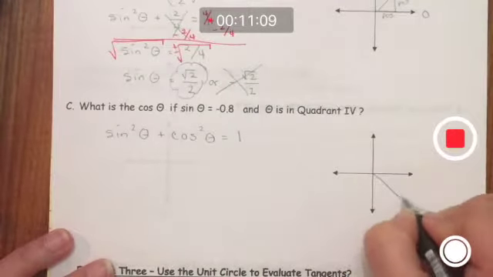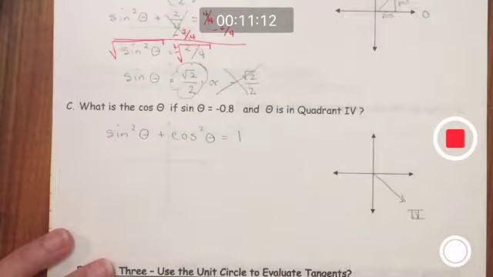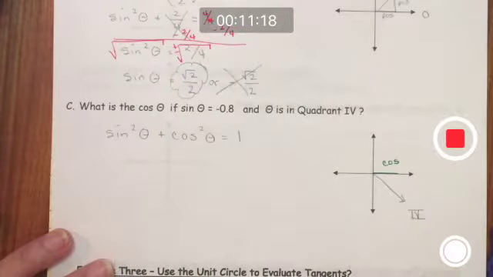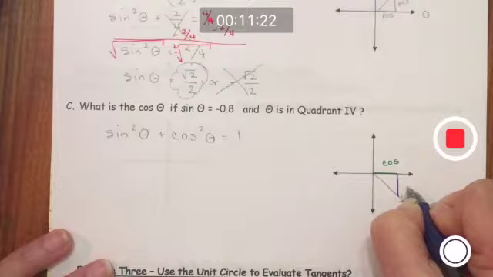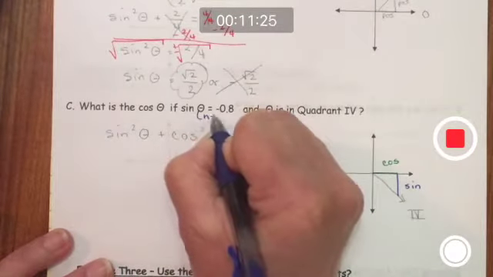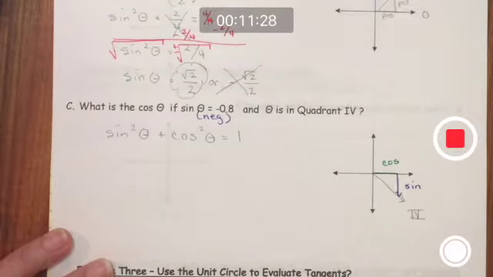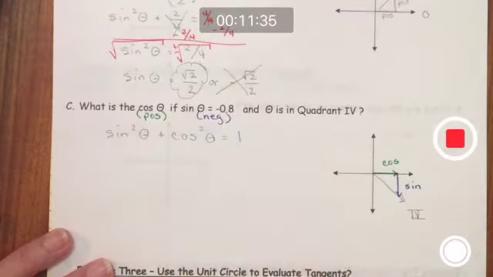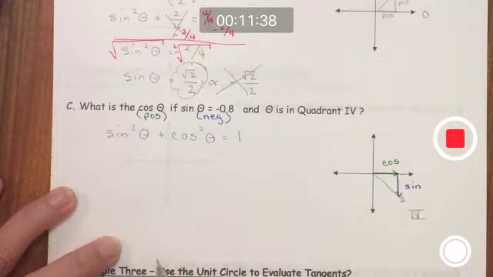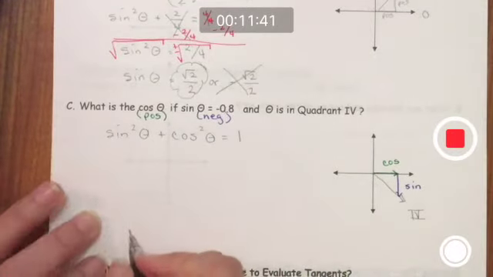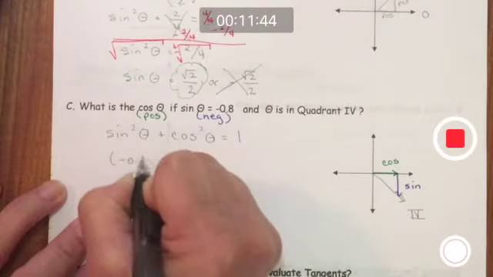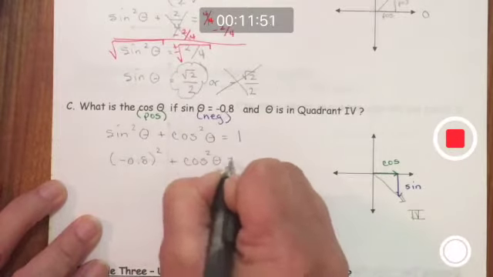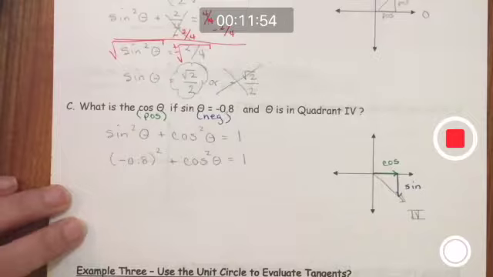To get to an angle in this quadrant, I would have to go in the positive cosine direction and then a negative sine direction. So my sine is negative. That makes perfect sense, right? Because I'm headed down. But my cosine from my origin was headed right, so I know it's going to be positive. Now I can just substitute what we do know into the Pythagorean identity. I know my sine is negative 0.8, and I'm going to square that ratio, plus the cosine squared of theta equals 1. Now I'm just going to simplify and solve.